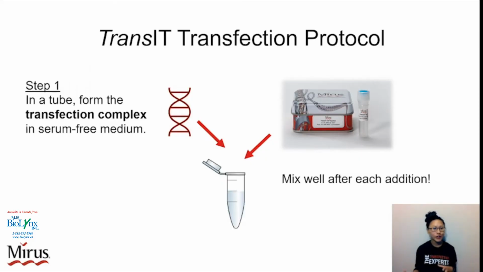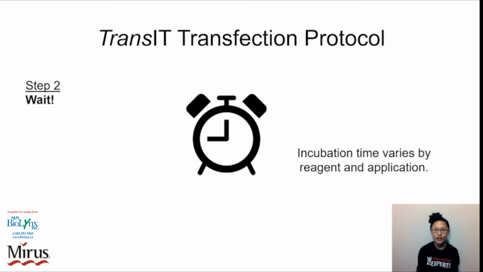At least with the transient reagents, the protocol is super simple. You first want to mix your DNA or whatever nucleic acid that you want to deliver into serum-free media. Then you're going to mix in your transfection reagent. And step 2 is pretty easy. You just sit back and wait. And it's important to wait and let the complex incubate, as it takes time to form. And the amount of time that you're going to wait is going to vary by the reagent you're using and what you're using it for.